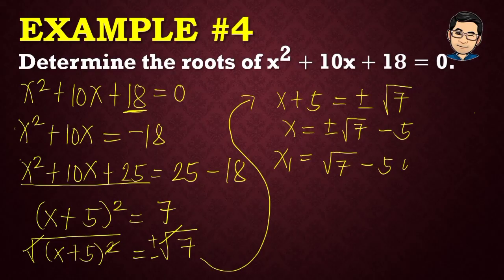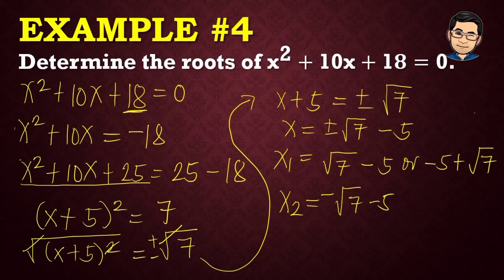So, we can also write it as negative 5 plus square root of 7. And then, x sub 2 equals negative square root of 7 minus 5. Or we can also write negative 5 minus square root of 7. So, as you can see, the roots we got are not whole numbers. So, let's check if our answers are correct.